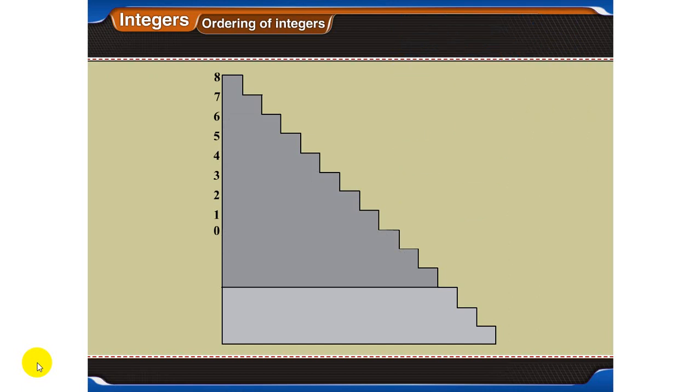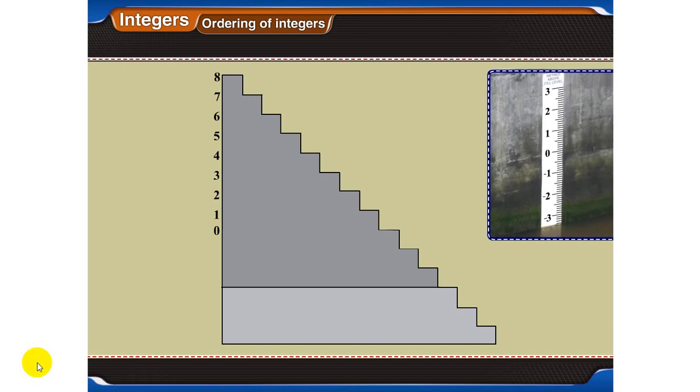Suddenly, Raman remembered that at one big dam, he saw numbers marked even below 0. Imran pointed out that there should be some way to distinguish between the numbers which are above 0 and below 0. Then Raman recalled that the numbers which are below 0 had a minus sign in front of them. So they marked one step below 0 as -1 and 2 steps below 0 as -2 and so on.